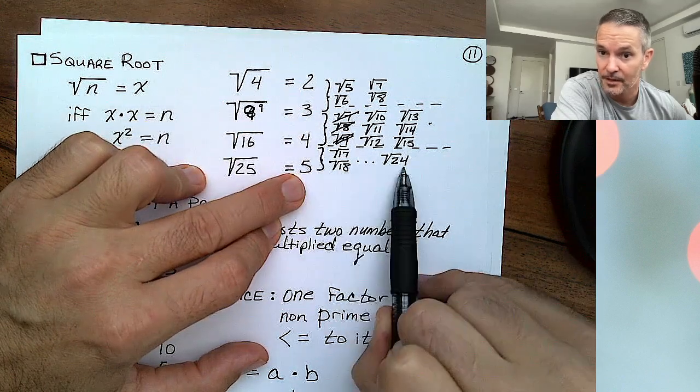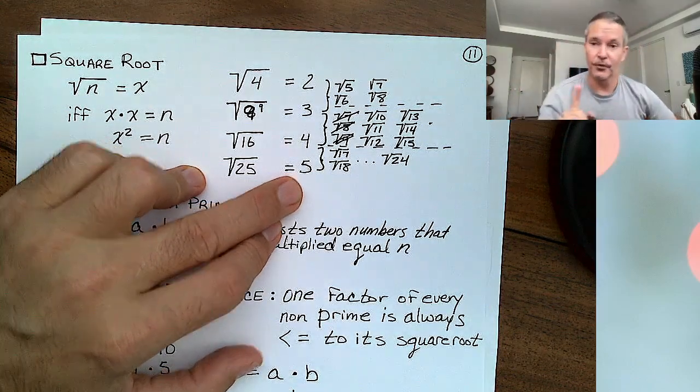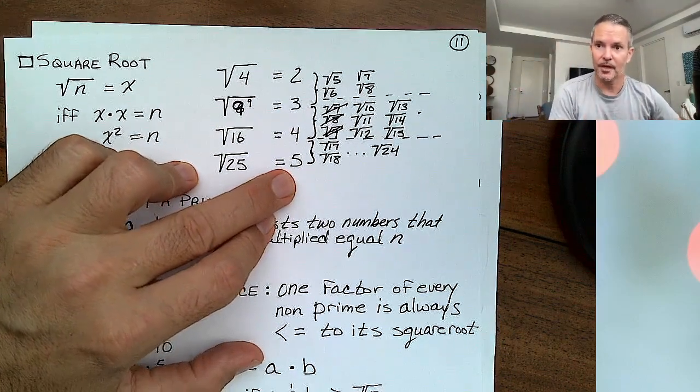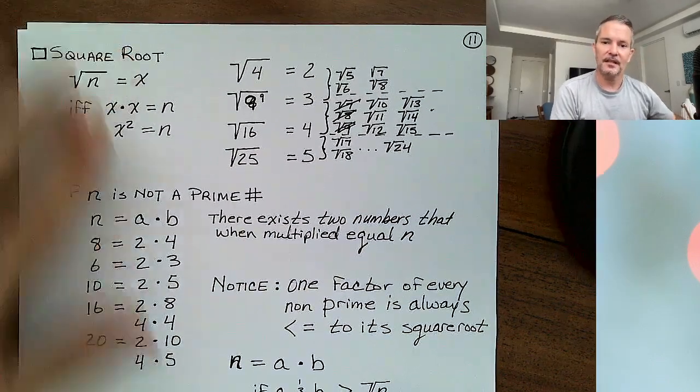And the same thing down here. All right, you get the idea. Now, so you're refamiliarized with what a square root is. Now, let's take a look at this.